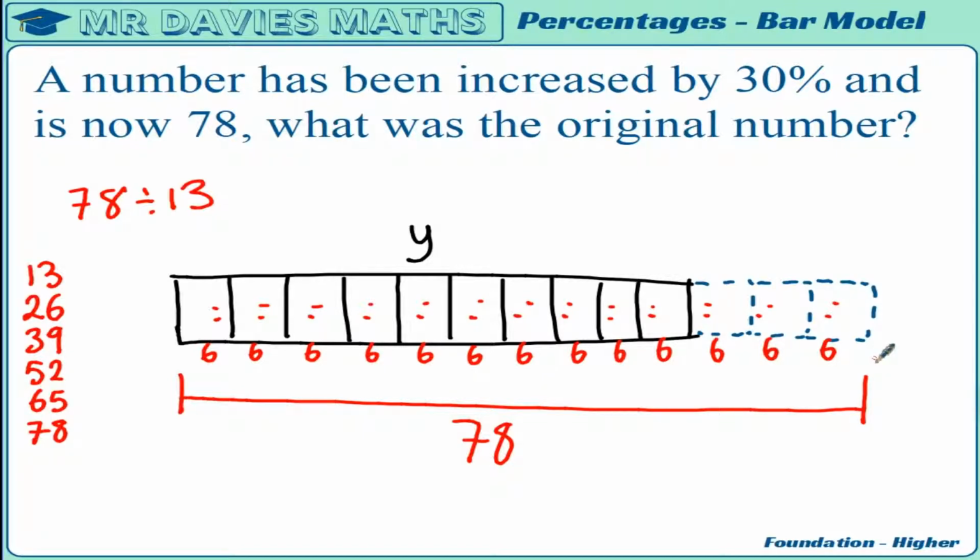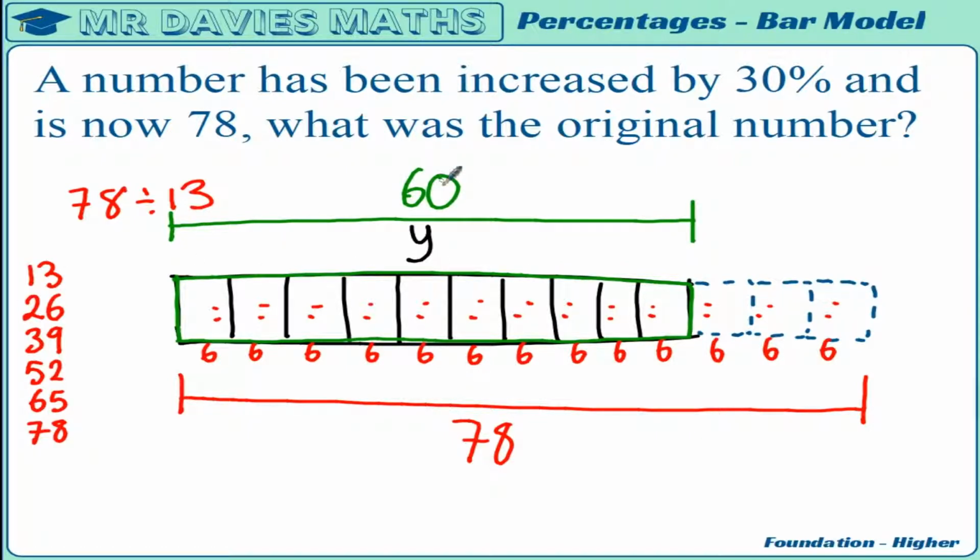There's 78 in all 13. Well, to be honest, the question's asking me for my original number. My original number is always 100%. So if there's 6 in every box, and I only really want the original 10 boxes, 10 lots of 6 would have been 60. So my original number would have been 60. Hopefully you can see what I'm talking about there.